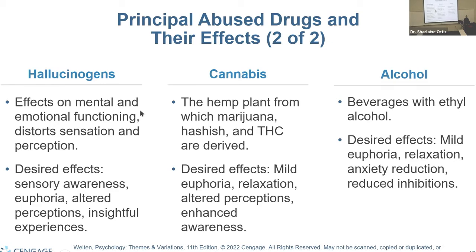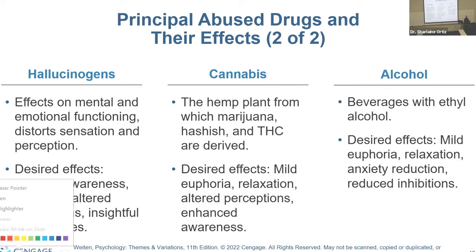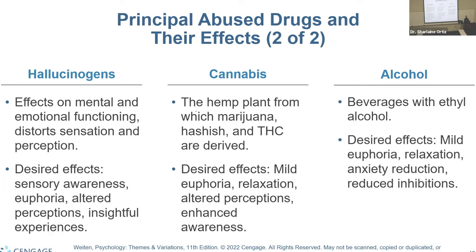Now, we have talked about narcotics and sedatives. Today, we're going to continue with the aspects of hallucinogens. Generally, as the term suggests, the effect of hallucinogens on states of consciousness involves the altering of mental and emotional functioning. Not only that, it's going to alter your perception and sensation of the stimuli around you.